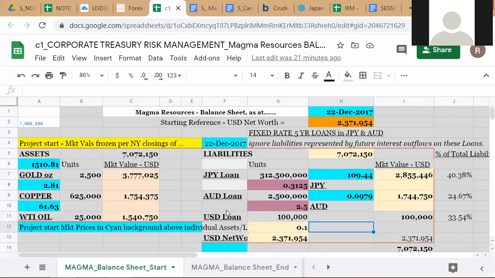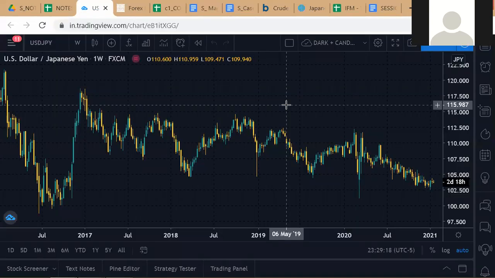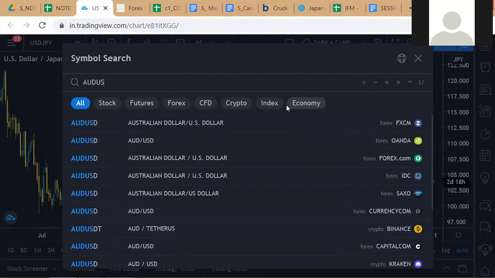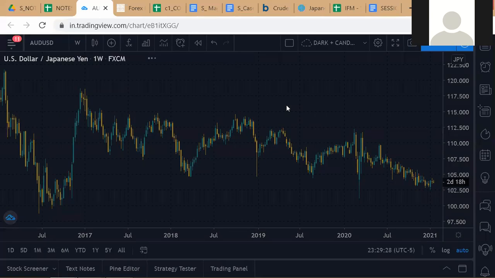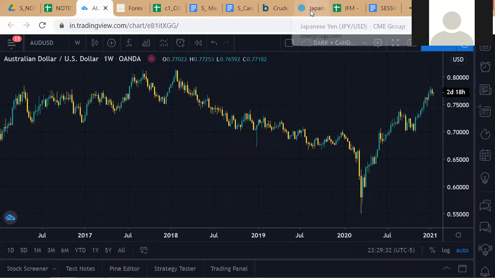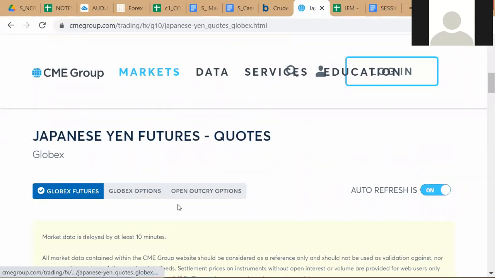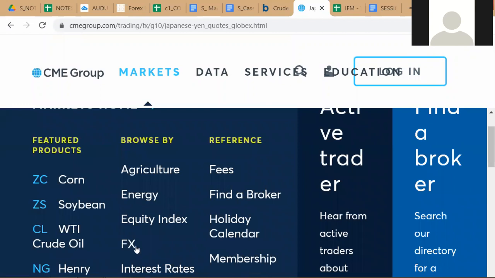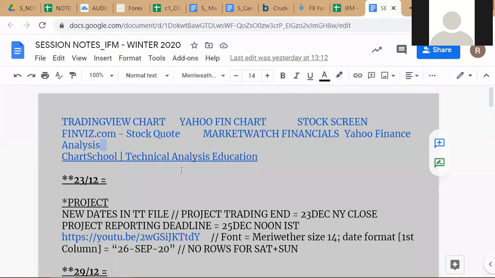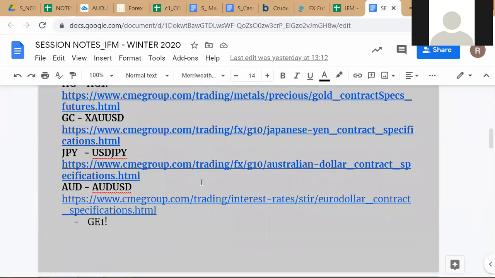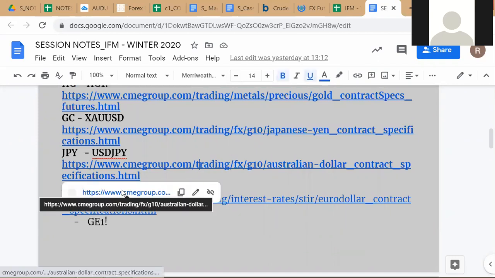And then you have the Aussie. Aussie is not a problem because when you look at the spot Aussie, and you want to look at the spot, if we look at Japanese yen and then we look at other currency futures. We actually have these, I think. Yeah, we have some of these. We don't need to go through that.